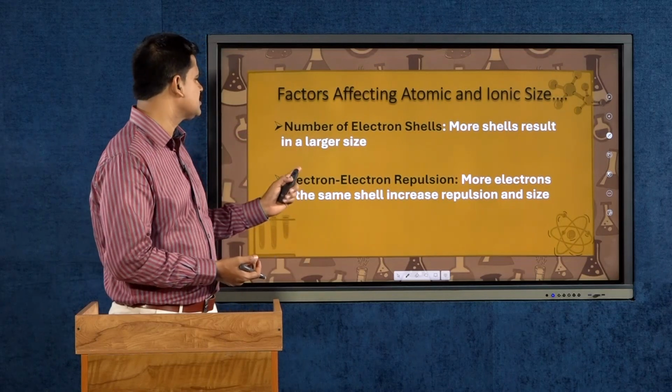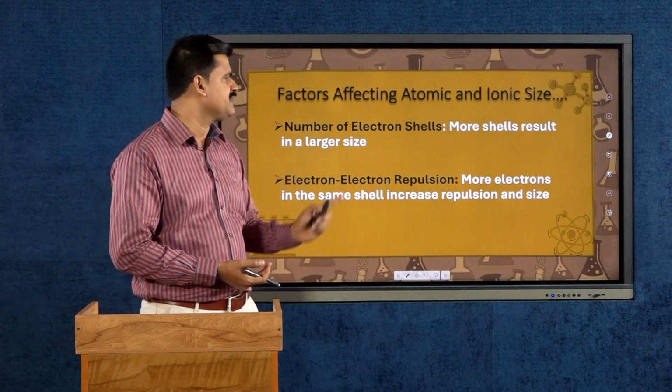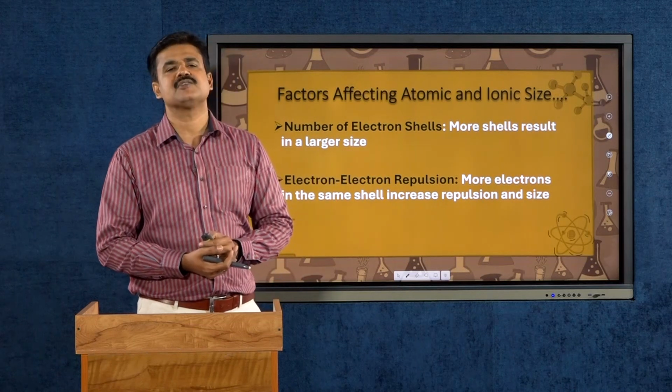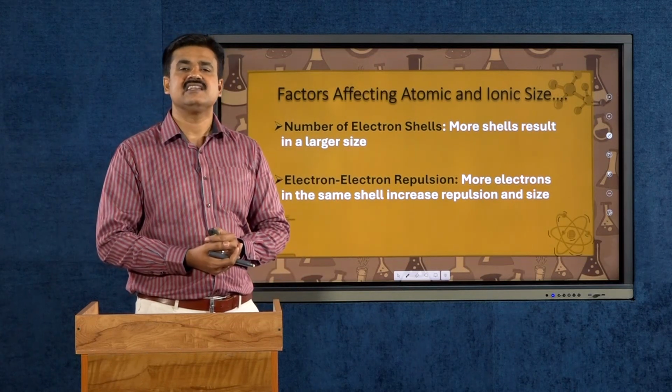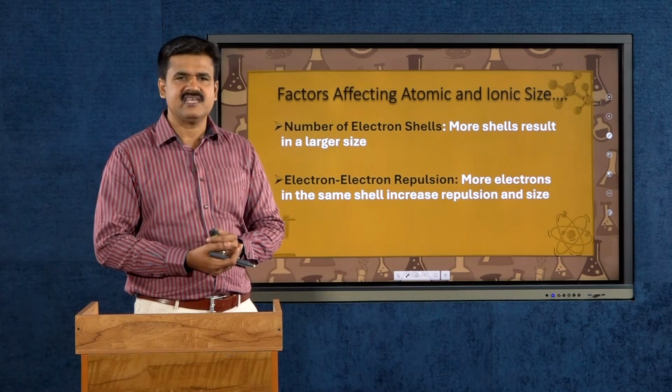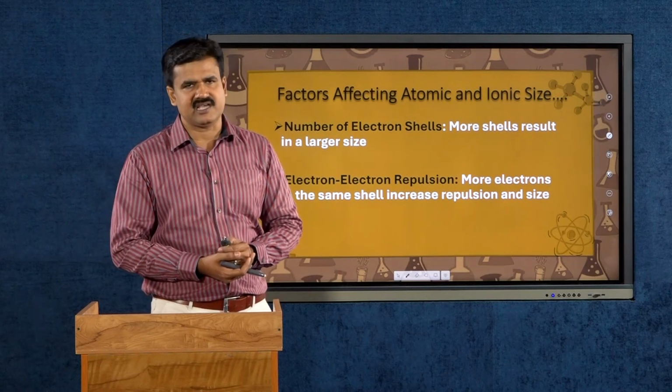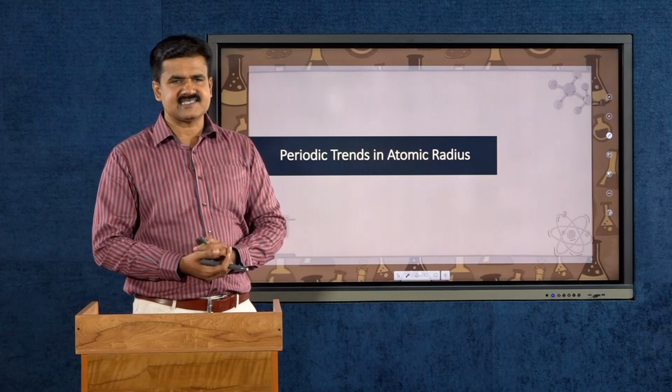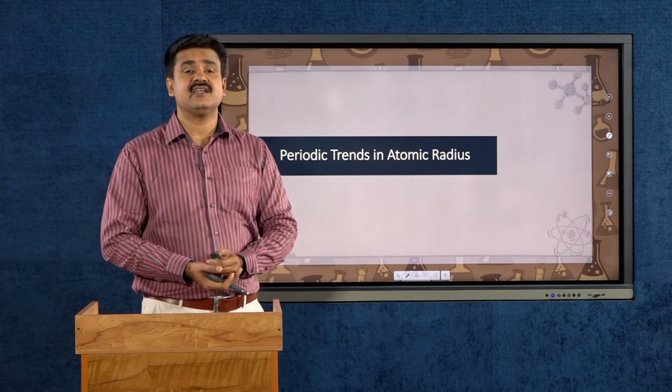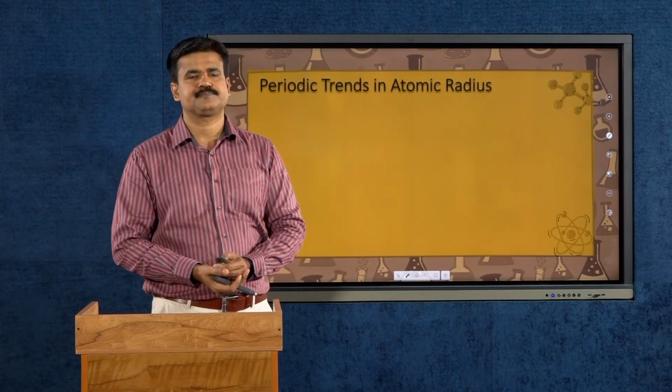More electrons are present in the same shell, there is an increased repulsion between electrons, that is, interelectronic repulsion is high, and hence the size is also high.